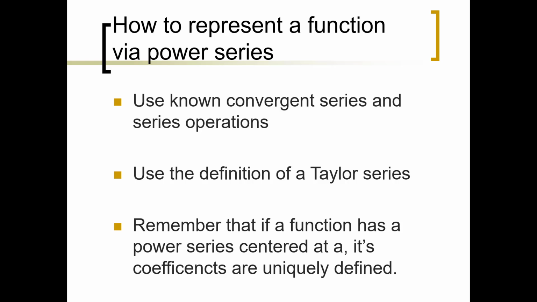If you're really desperate, you could always just use the definition of a Taylor series to find, let's say, the first 4 or 5 terms of the power series, if you're not worried about convergence. And just remember that if a function has a power series centered at a, its coefficients are uniquely defined by that function and its derivatives evaluated at a. So it doesn't really matter what method you use to get the power series. You will always get the same thing, provided that the function has a power series expansion.